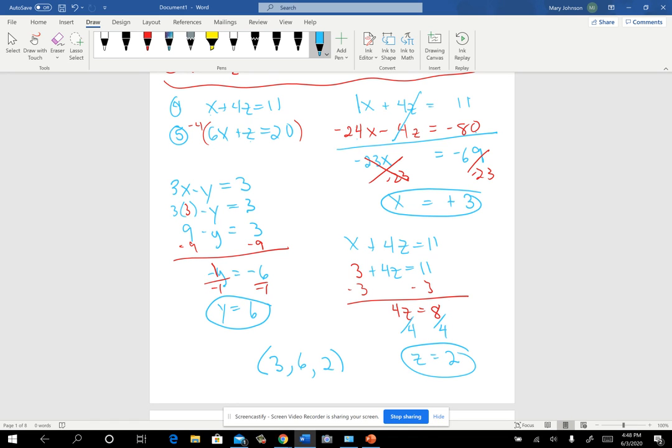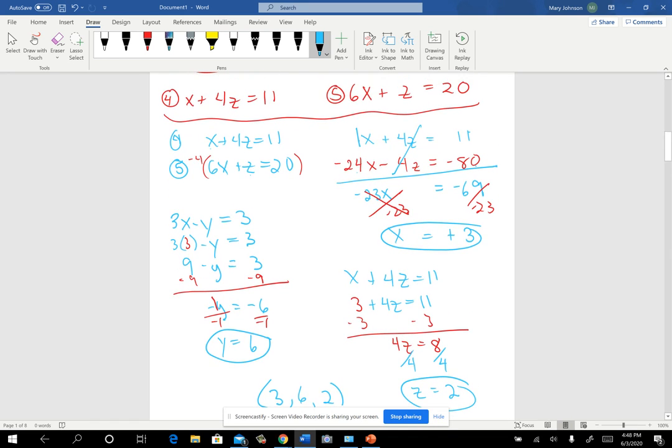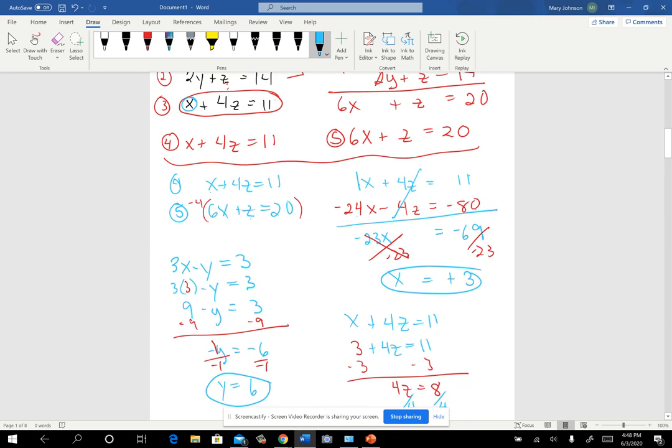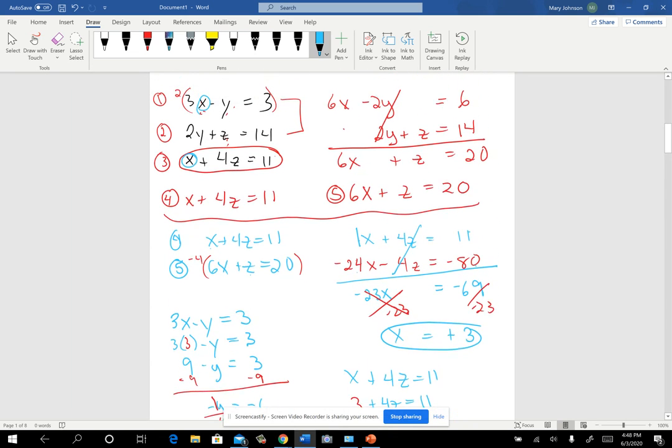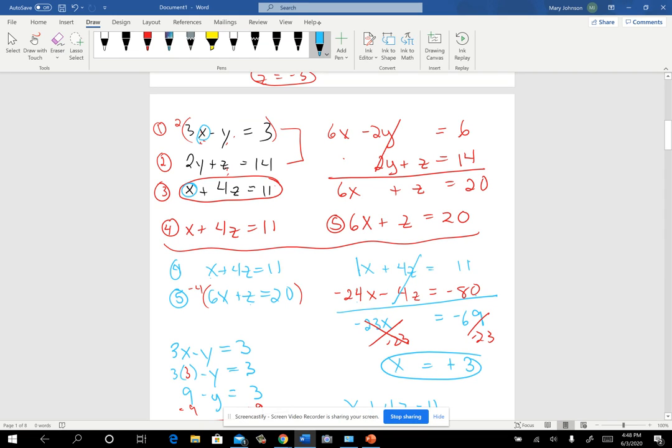Now, I didn't do it, but these could be checked, if it was a quiz or a test, before you hit submit. All you would do is take your 3, 6, 2, go back to the original, think about x of 3, y of 6, z of 2, and just think, if I put in a 3 and a 6, do I get 3? Yes. If I put in a 6 for y and a 2 for the z, do I get 12 plus 2? Do I get 14? Yes. If I put in a 3 for the x and I put in the 2 over here, I get 3 plus 8, I get 11. It checks. This is a solution to all 3 of them. Okay, and you could have done the same on the previous problem.